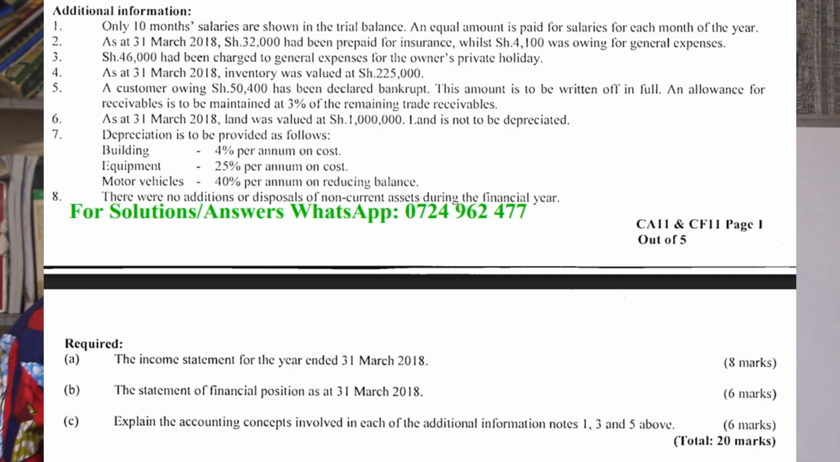I want to repeat again. When computing depreciation, you must know the difference between depreciation on cost, where you look at the original purchase cost, and depreciation on reducing balance, where you get the net book value at the beginning of the year. You take the balance shown in the trial balance minus the accumulated depreciation at the beginning to get the net book value at the beginning of the year. There are no additions or disposals of non-current assets during the year.